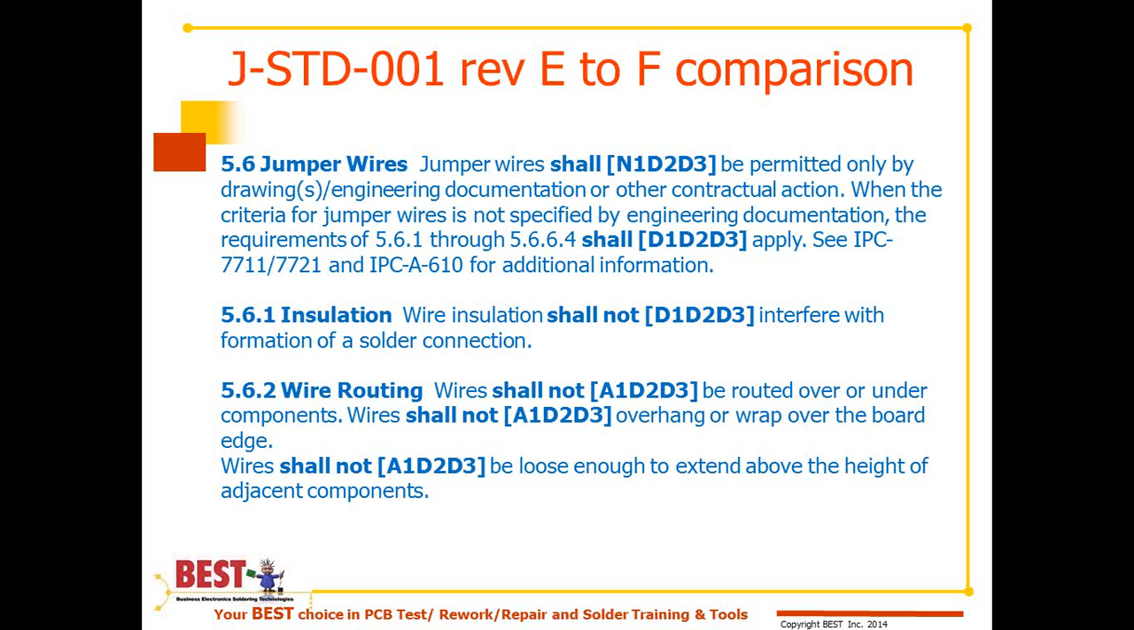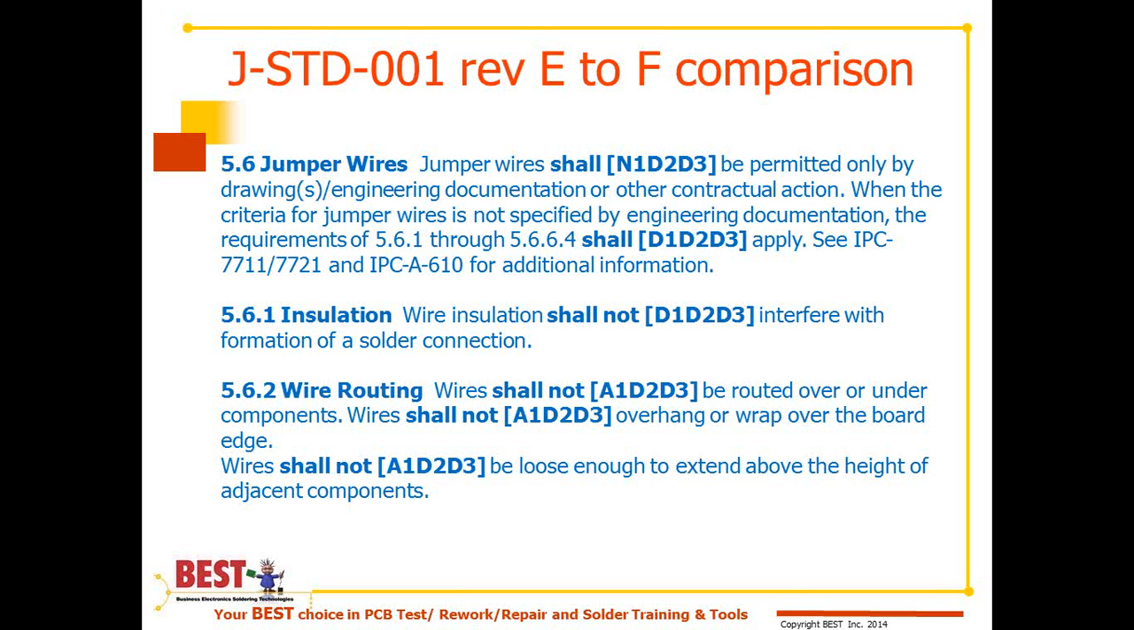And these also reference additional information found in both the 771121 and also the IPC 610. And then it just breaks it down. So the insulation, it says wire insulation shall not interfere with the formation of the solder fillets, or it's a defect for all three. It goes into the wire routing and how the routing is.